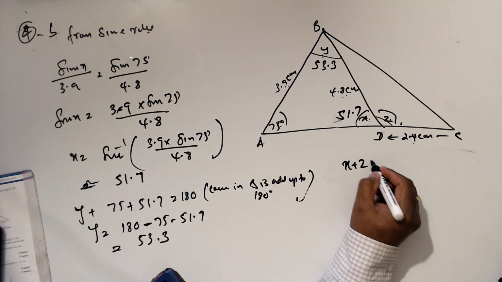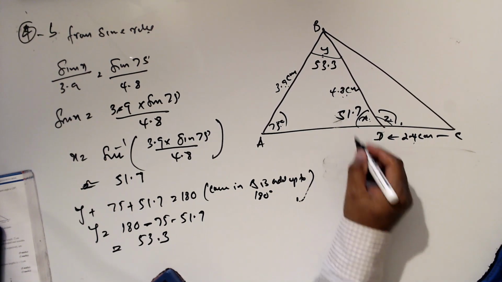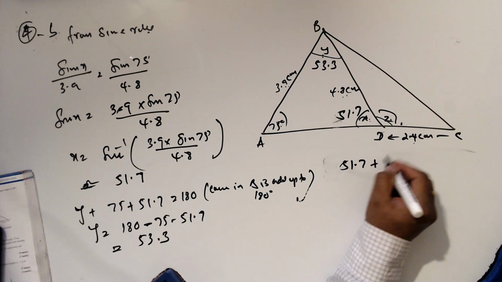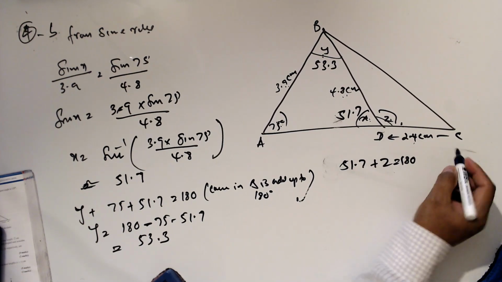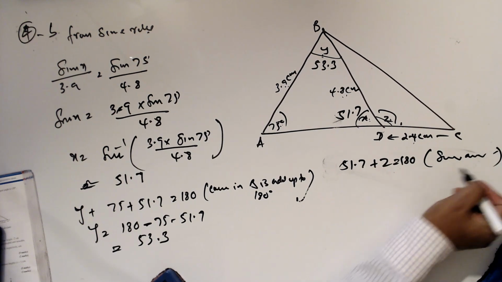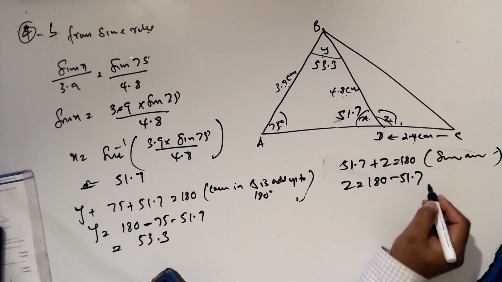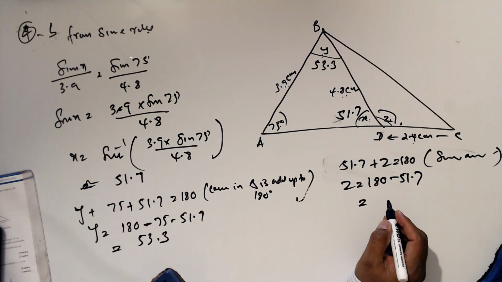x plus z equal, sorry, x mean 51.7 plus z equal 180. Supplementary angles. So z equal 180 minus 51.7.